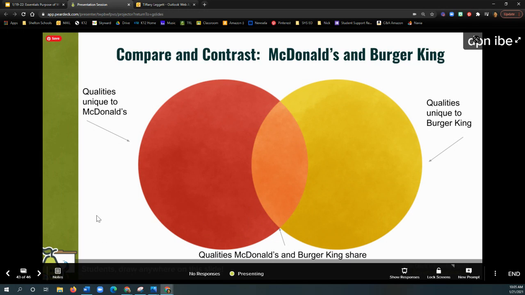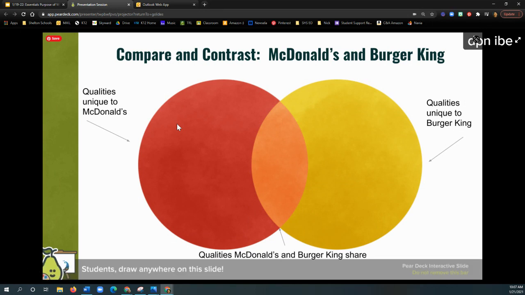So what you want to do is click on slide 43 and now type in what is different or unique to McDonald's. What does McDonald's have that Burger King doesn't? And then on the other side, what does Burger King have that McDonald's does not? So I'll give you a minute to fill that out. Okay, so what do we have that's different? Like, what do you go to McDonald's for as opposed to Burger King?